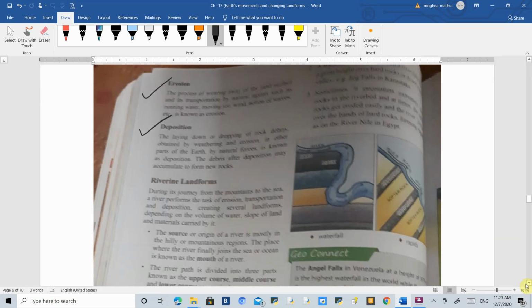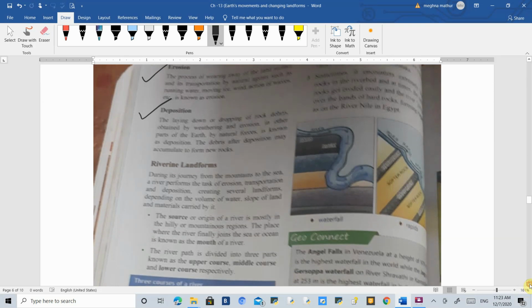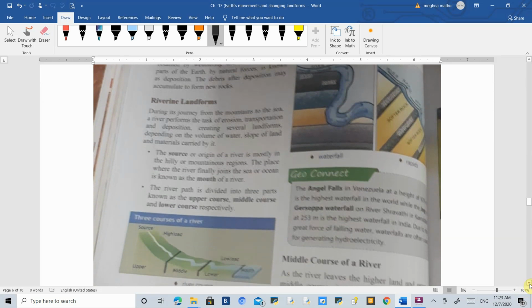Now, if we have three forces, then we have four kinds of landform also. The first is riverine landform. The riverine landforms are those landforms which are created by the way of a river. Okay. In this diagram, you can see that the point from where a river originates is called the source of the river. And the point where it ends is called the mouth of the river. This whole course has been divided into three parts: the upper course, middle course, and lower course.